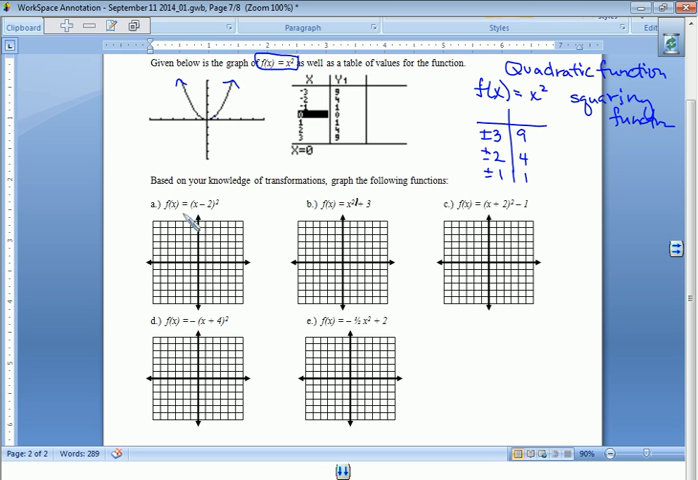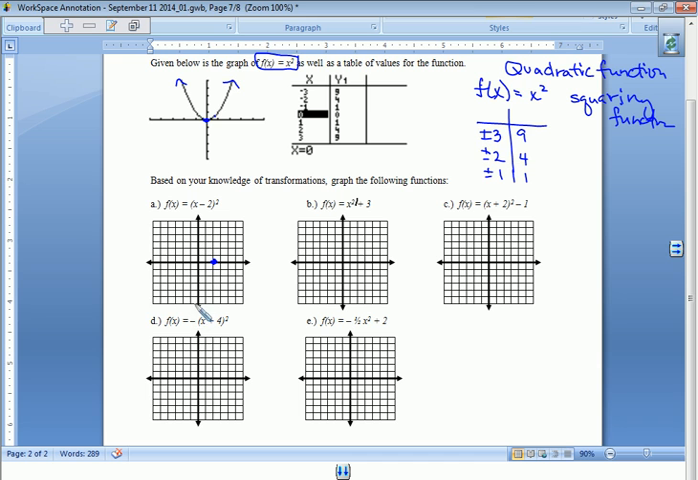So now I want us to think of this problem as shifting, transforming our parent graph. How would this function change our parent graph? What would it do to it? Right 2 units. So we start off going over right 2 units, and since the vertex of this graph was at 0, 0, when I go right 2 units, that's my vertex, isn't it?